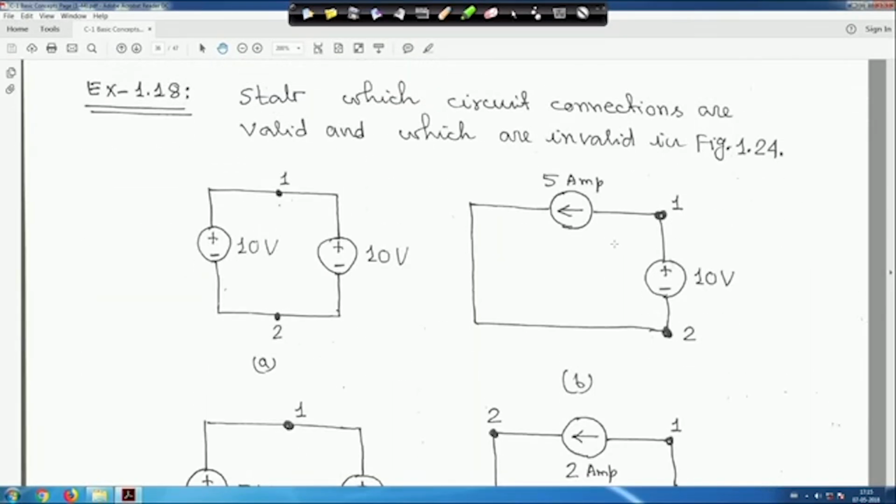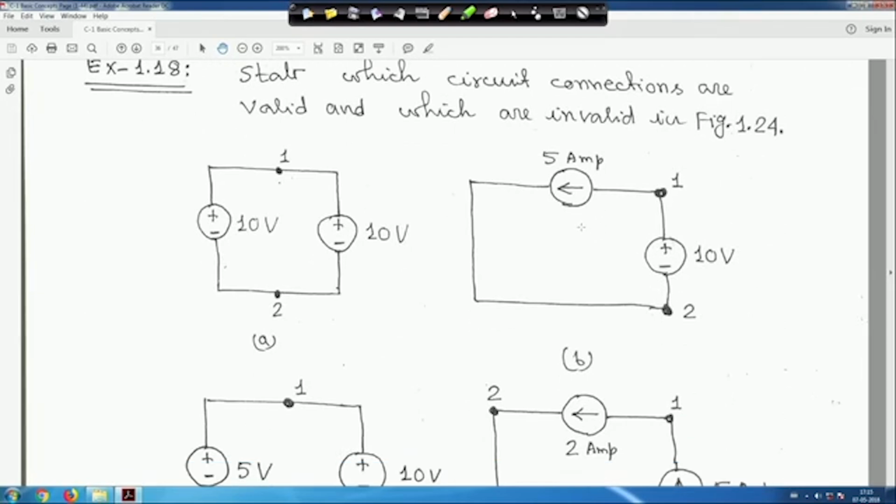Now, this one you have to tell: which is a valid connection and which is an invalid connection. Look, this is terminal 1 2. Across this is 10 volt, this is also 10 volt. So, these two sources are connected in parallel, later we will see. This is a valid connection, because both are 10 volt. Now, here one 5 ampere current source is there at 10 volt, another 10 volt, both are connected across terminal 1 2, absolutely no problem. This is also a valid connection.